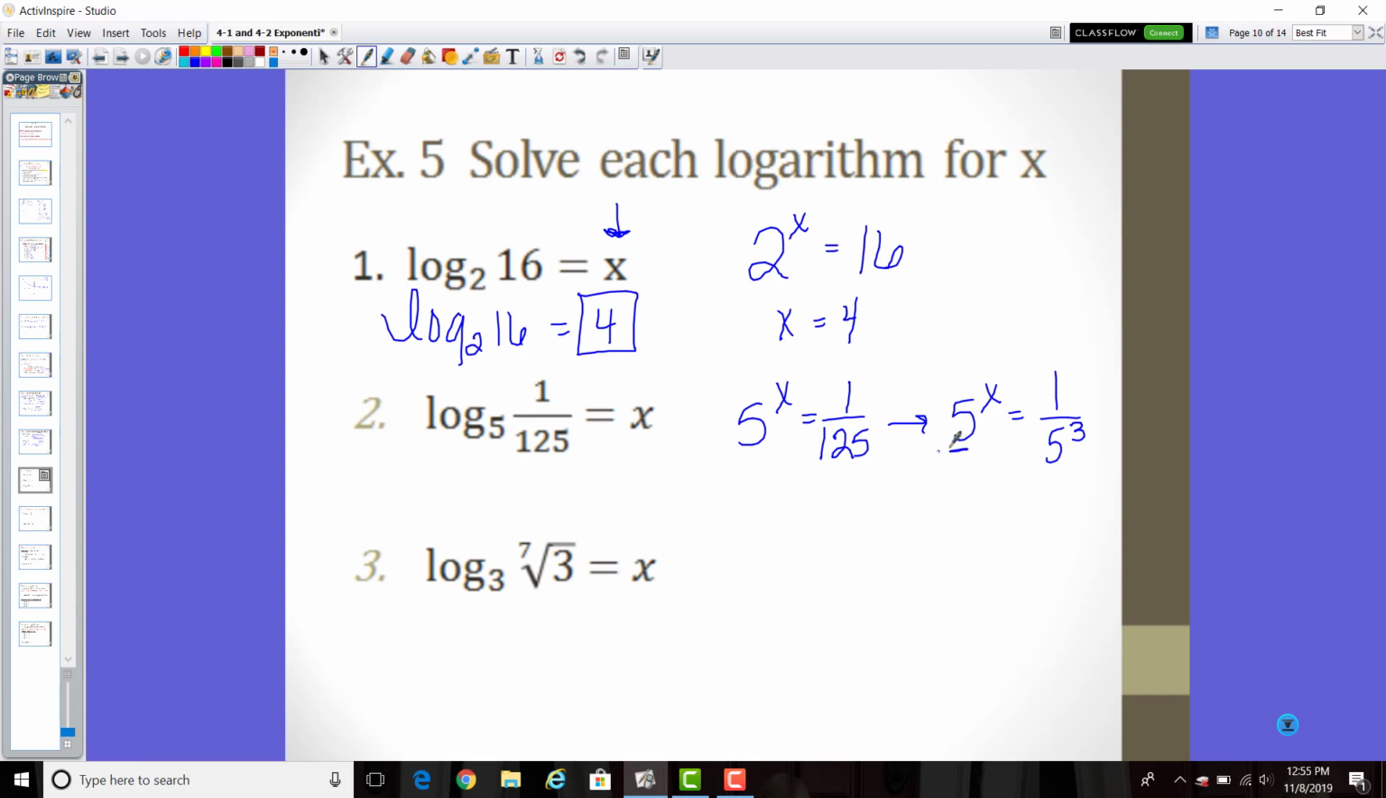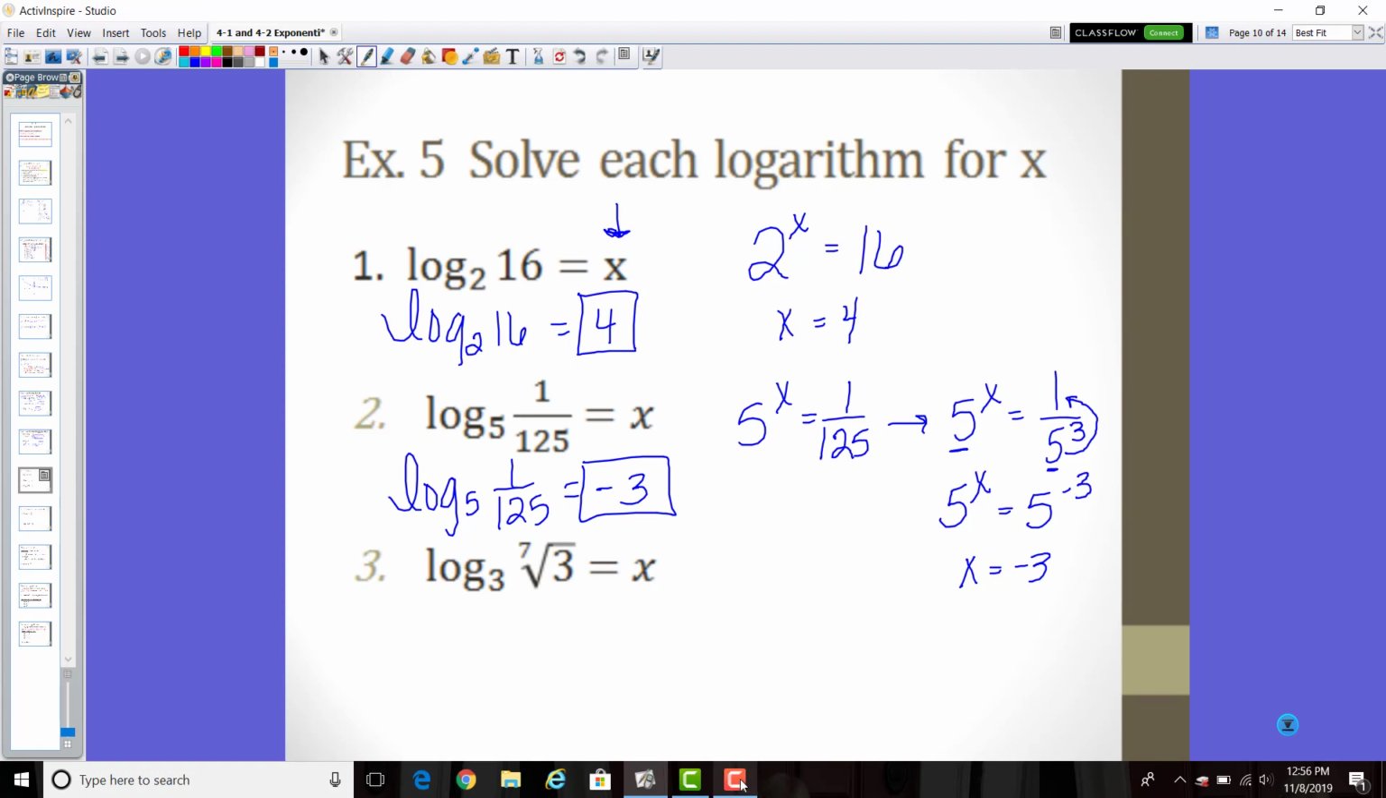Now, if this is a base 5 here in the numerator and this is a base 5 here in the denominator, then don't our rules of exponents tell us that I could move that base 5 to the 3rd power up to the top? But I would have to change that exponent to a negative. That would then tell me, in order for these two exponential expressions to be equivalent, if this is an exponent of negative 3, this x is going to have to equal negative 3. Therefore log base 5 of 1 over 125 equals the value of negative 3.